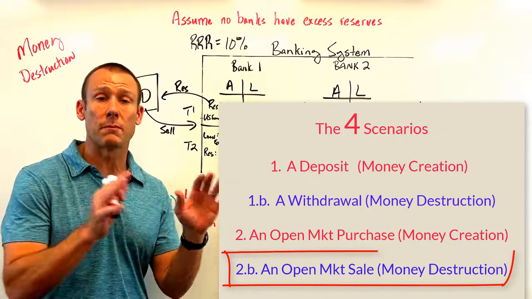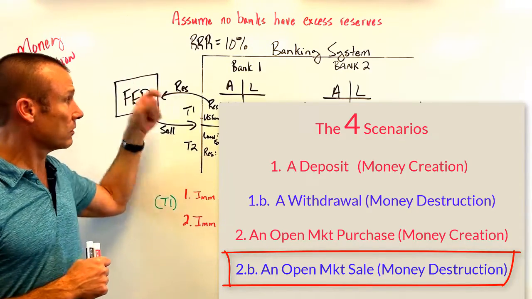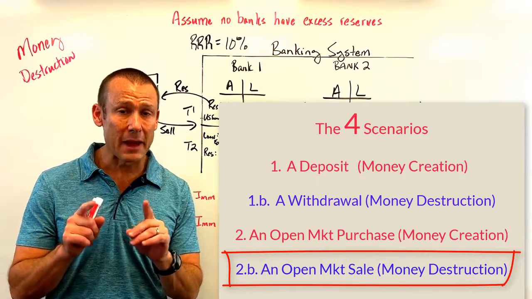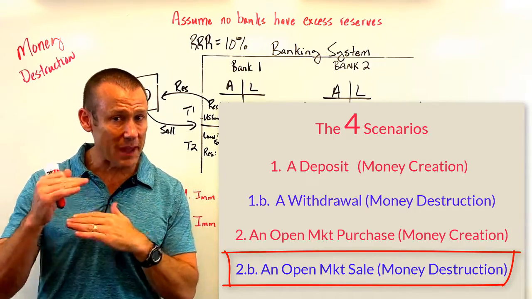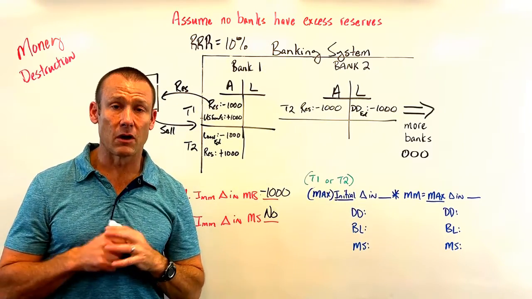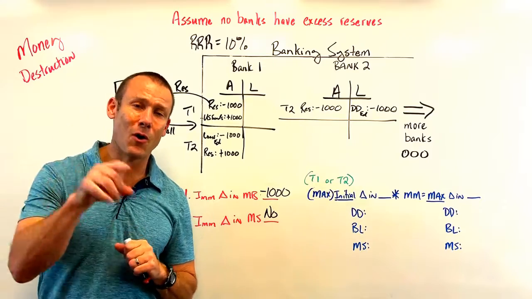We did an open market sale, again, pulling reserves out of the banking system. And when we did that, it led to money destruction. Mainly, we got that big money destruction, the maximum money destruction, because no banks had excess reserves at the beginning of this whole process. Hope that made sense to you.